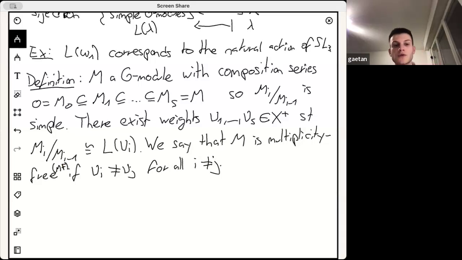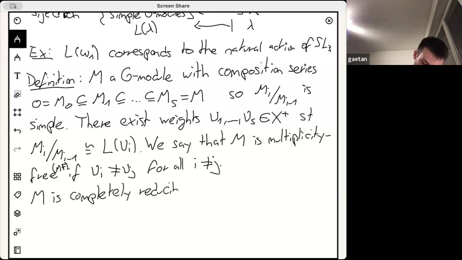And another important notion when we study modules for algebraic groups is the notion of complete reducibility. And so M is completely reducible if it's isomorphic to a direct sum of simple modules.